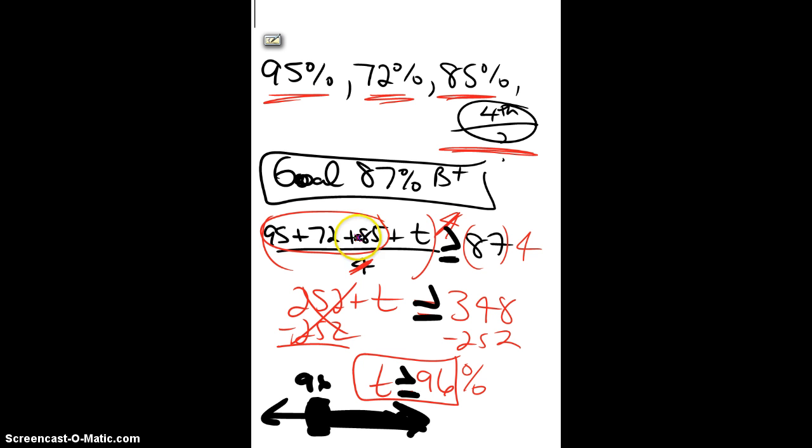I have 3 tests I know, 1 I don't. That's my variable. Add them up, divide by 4 to get the average. And then if it's an equation, just set it equal to 87, solve to figure out what that magic grade is.